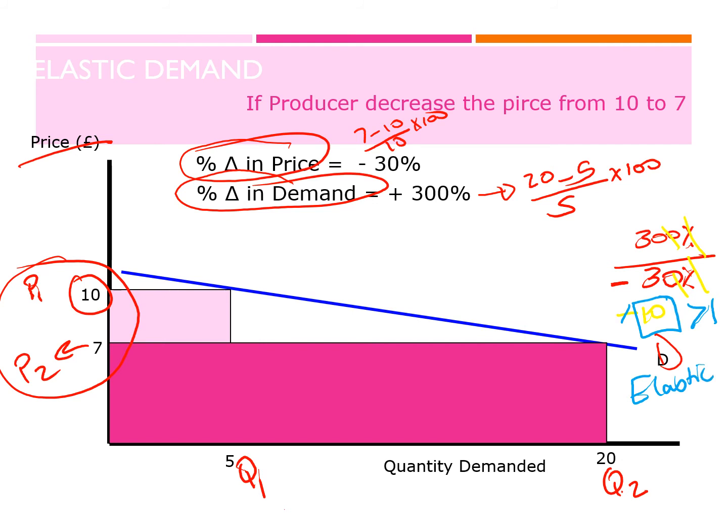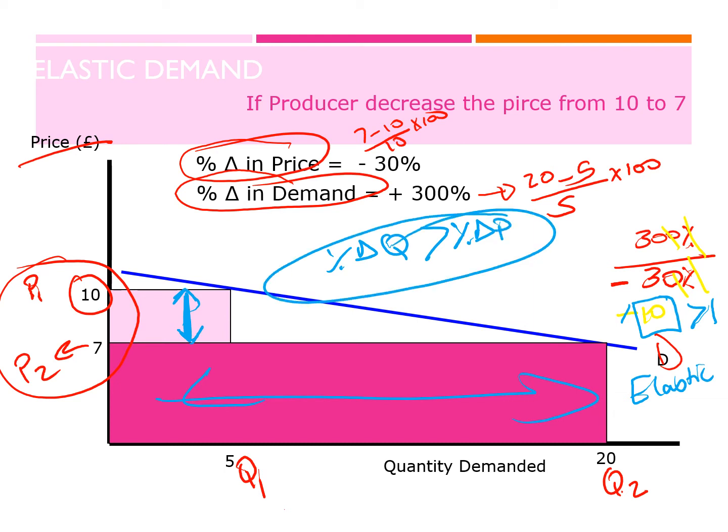Now I want to explain it graphically. So graphically, as you can see, this change here is much less than the change that I have on the quantity. So the percentage change in quantity is much greater than that of price. And as explained before, I said when I get a higher change in quantity, it means that my demand would be elastic.